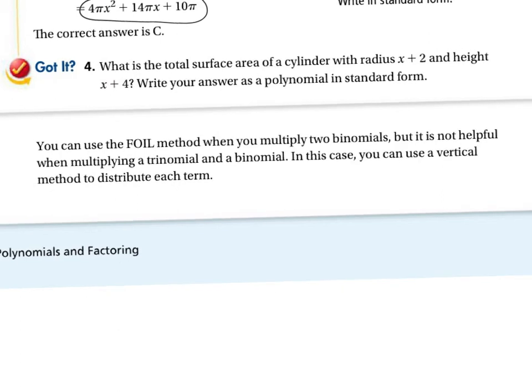One thing that they mention at the bottom of the page here is that the FOIL method works when we multiply two binomials, but not when we multiply a trinomial and a binomial. So in that case, different options. The book mentions you can use a vertical method. You can also just work it out horizontally, distributing.